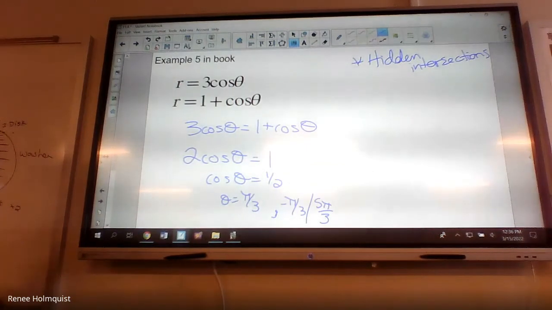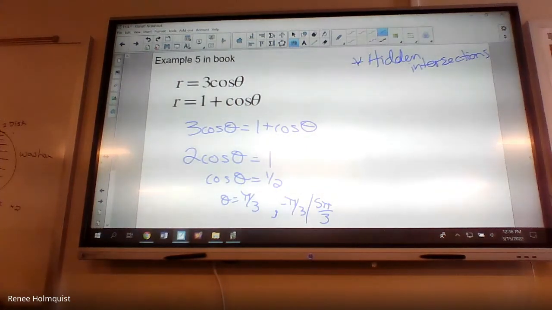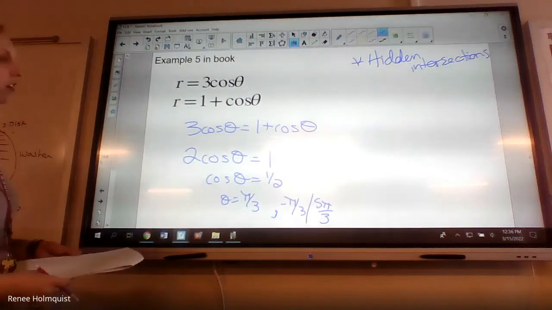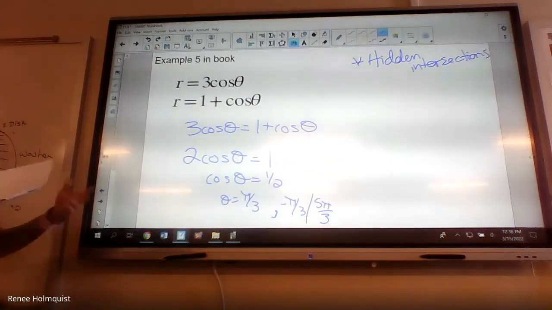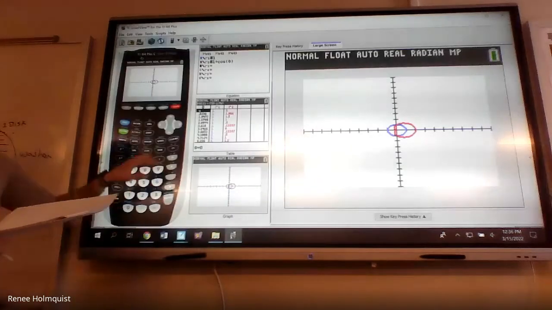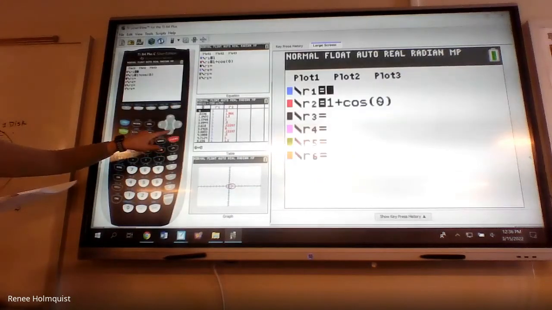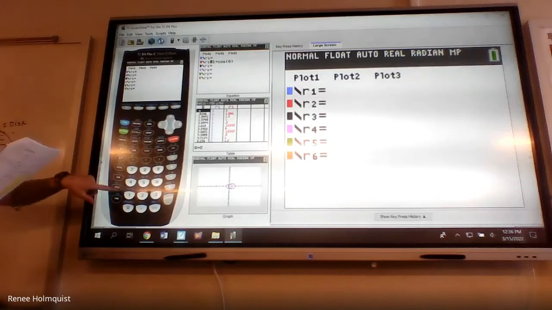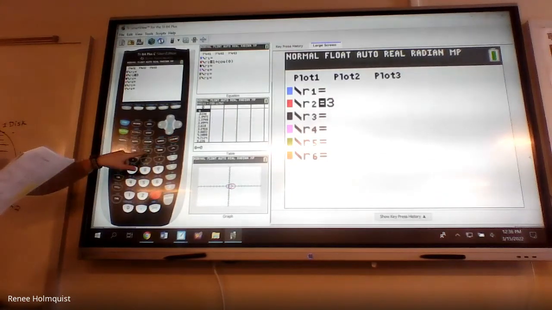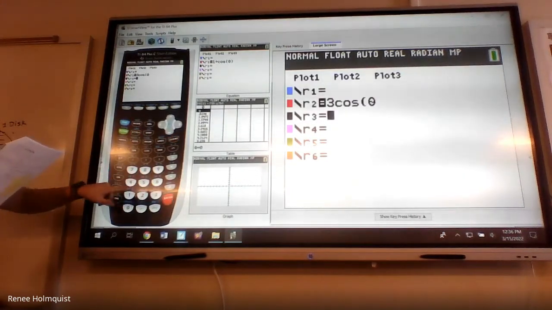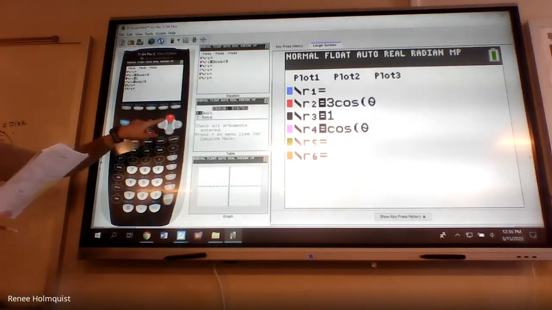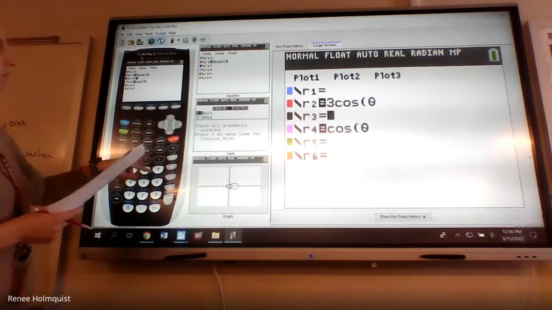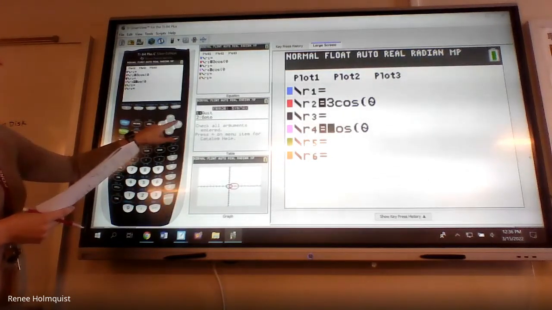Well, okay. Let's graph these on your calculator though, because there is another intersection point, and we'll talk about why you don't really get it algebraically, but there is another one. These have thetas in them. So 3 cosine theta, and 1 plus cosine theta. Oops, I got a 1 in there. Clear.